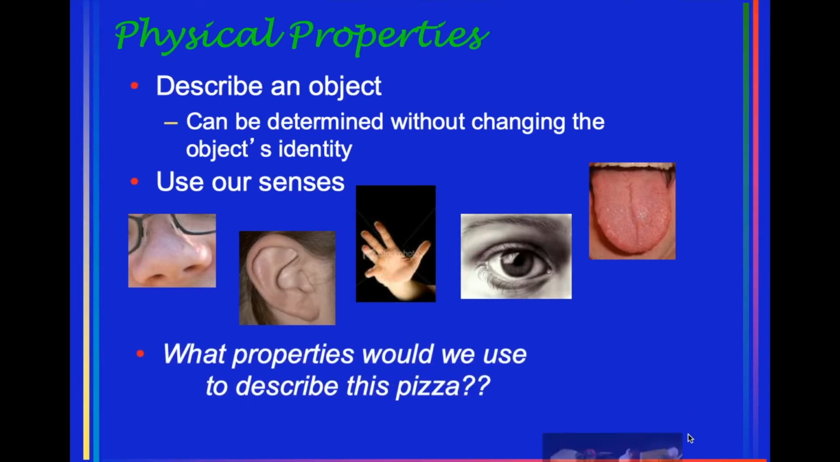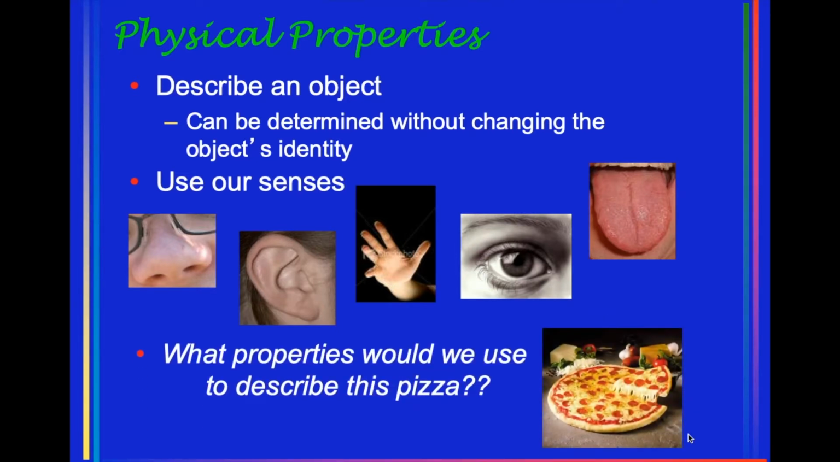So for example, imagine this pizza was sitting in front of you. What properties would we say? Well, you might say that it smells spicy or cheesy. You might hear it sizzling if it just came out of the oven. If you feel it, it might be hot. It might be a little bit slimy because of the cheese and the grease. It looks round. It's orange and red. It tastes salty, spicy, those kinds of things. So those are all things we can use to describe an object.